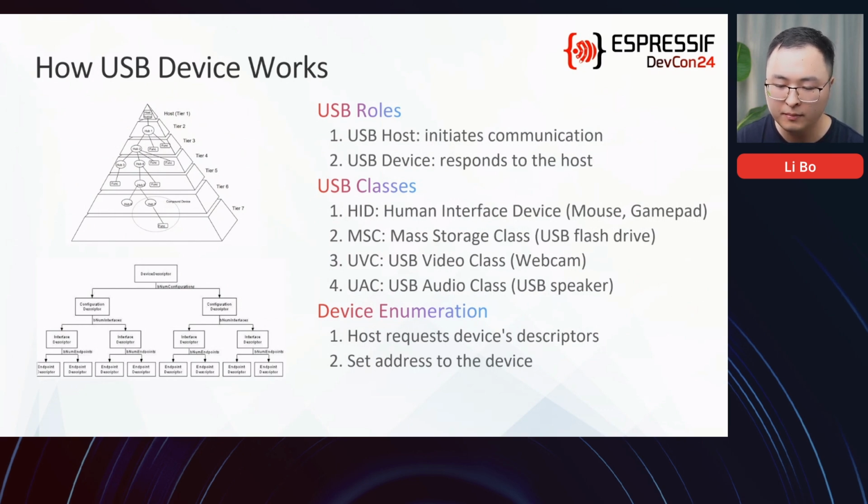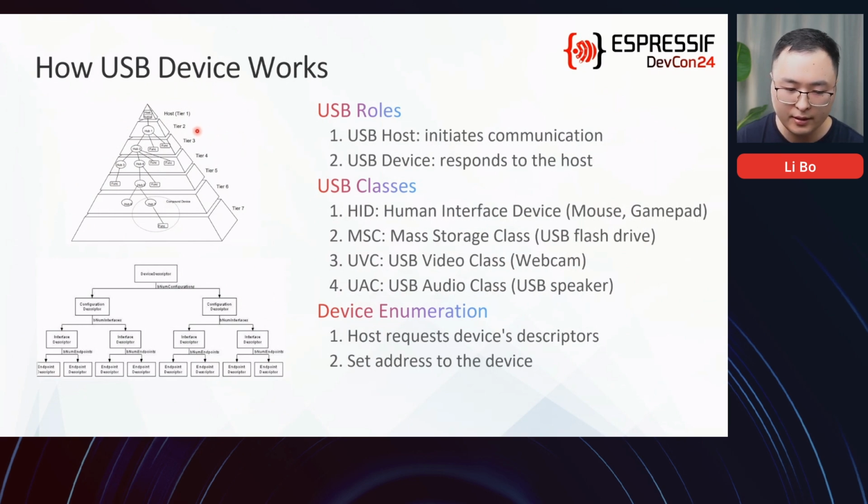USB-IF also defined many device classes. Device class specifications like HID for the mouse and gamepad, MSC, the mass storage class, for the USB flash drive, and UVC for the web camera, UAC for the USB speaker and USB microphone. And the descriptor. We may have heard of the descriptor. The descriptor is the structure that contains the information about the device type and capabilities, which is fetched by the host during the enumeration process.